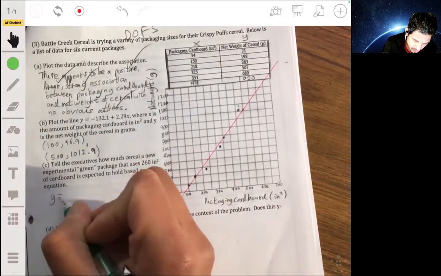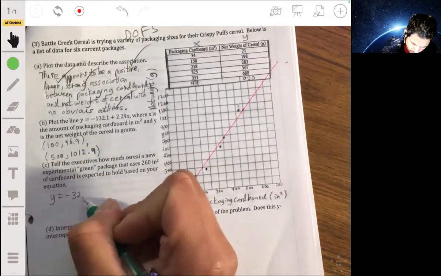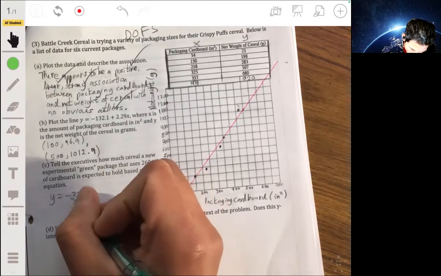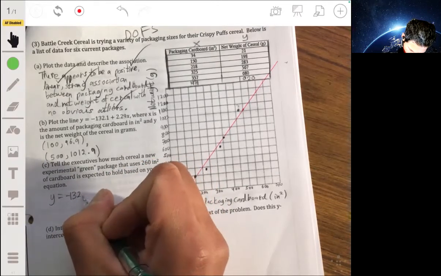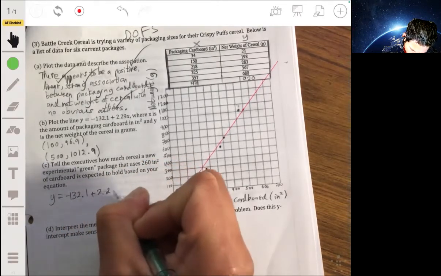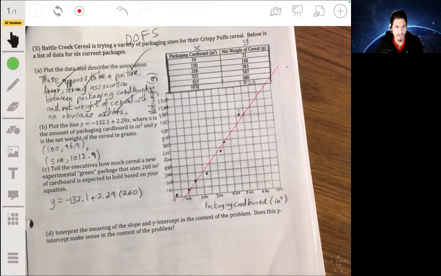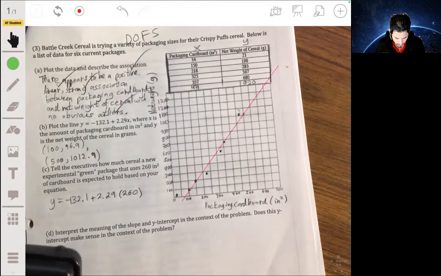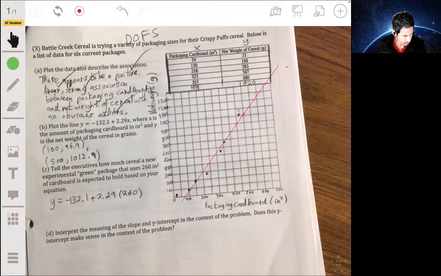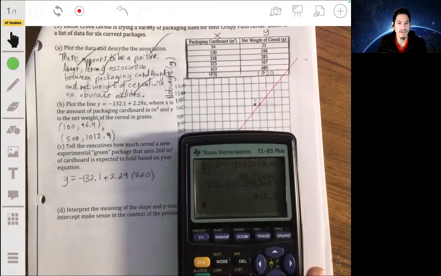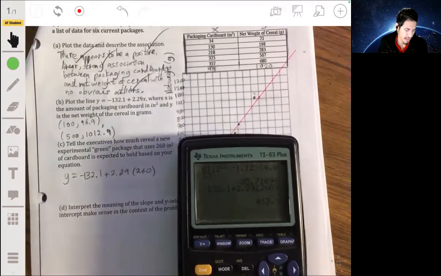So then y will just be negative 132.1 plus 2.29 times 260. And just let your calculator do the math. And you're going to get, it's expected to hold about 463.3 grams.